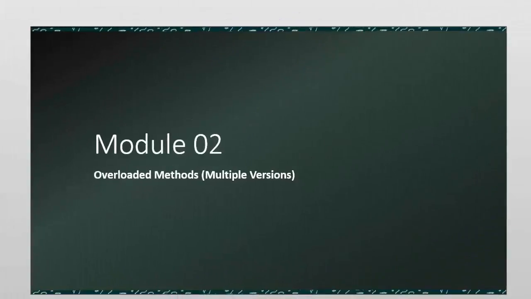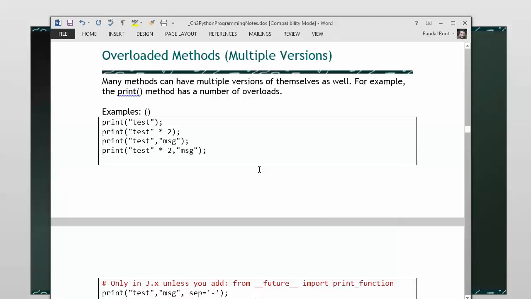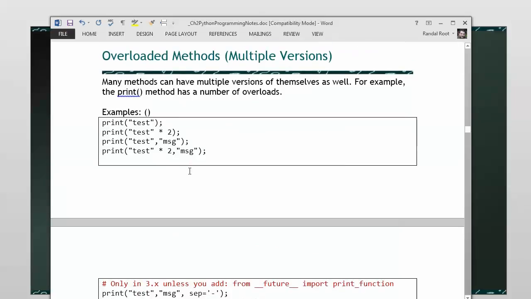Hello, in this video we're going to look at overloaded methods, which is a fancy way of saying a method or function that has multiple versions of itself. So, an example of one of these functions or methods is print. Print actually gets used in a variety of different ways.